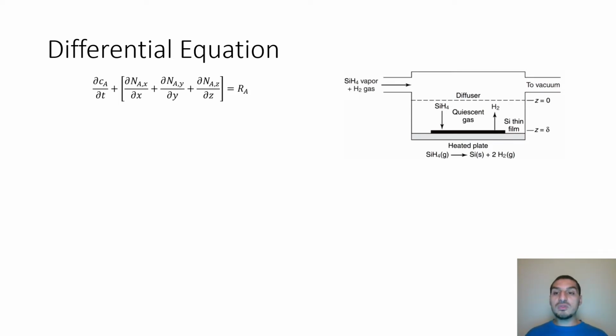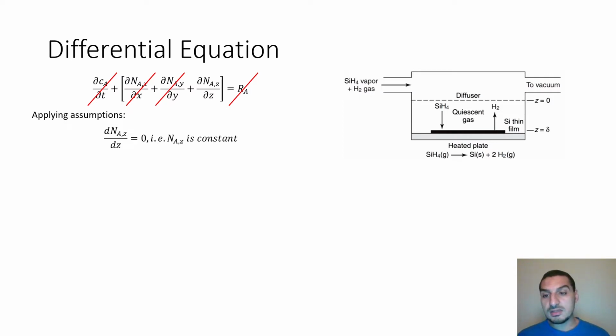We will start with the continuity equation. Based on our assumptions, we said it's one-dimensional, it's only in the z direction. Then we will cancel the x component and y component. We said that there is no reaction, so R is 0, and it's steady state, so partial c partial t equals 0. So we will end up with dN_Az/dz equals 0. And now we write it as d because it's now an ordinary differential equation, because we have only one independent variable. And from this we can get an output that N_Az is constant.